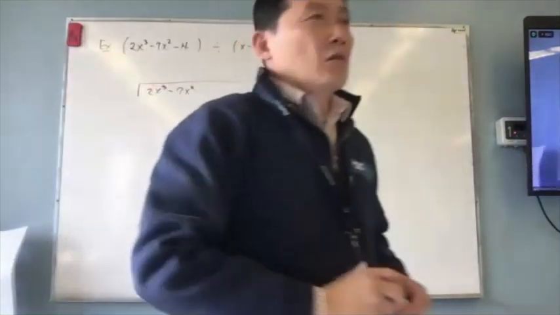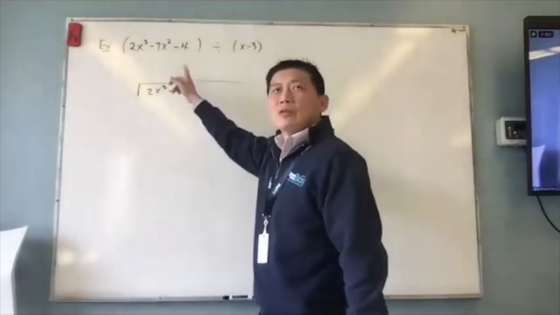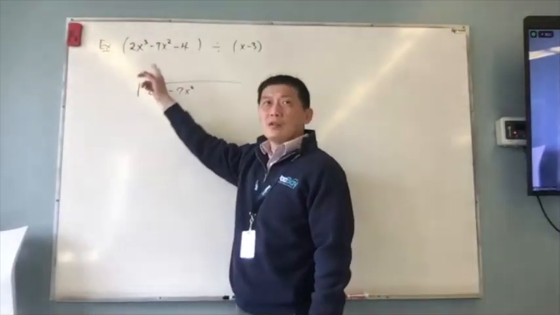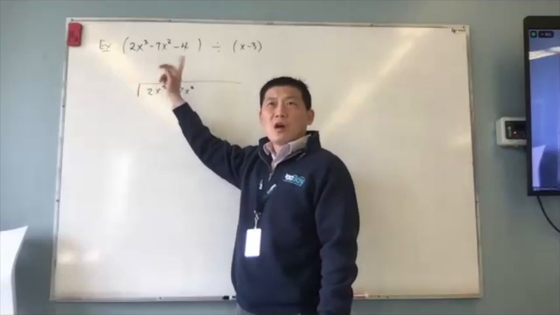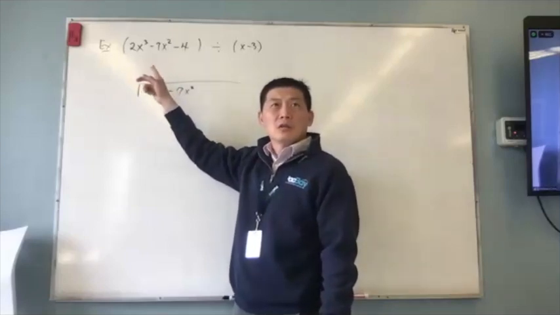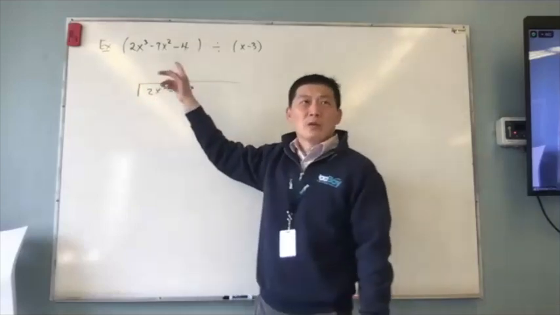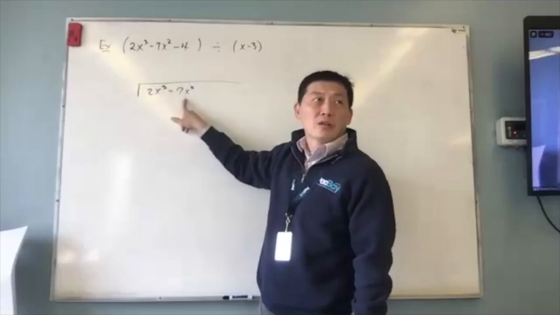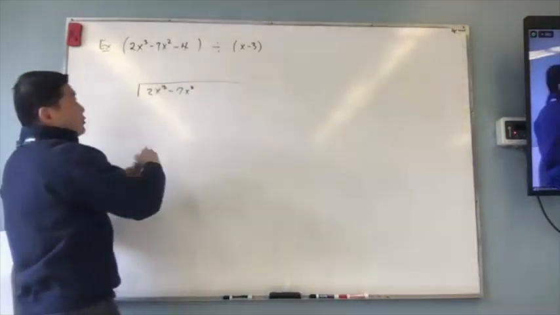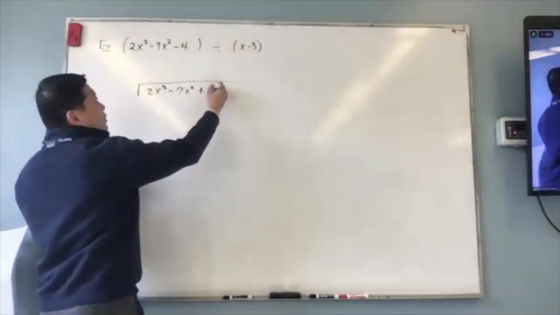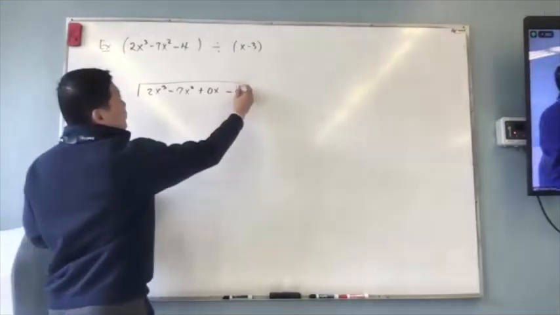Now, notice that, what do you notice about this? It has 3 terms. But what's odd about this? There's no x term, right? It has an x cubed term, x squared term, but no x term. And you're talking about descending order. So you can add a 0x right here and then minus 4.